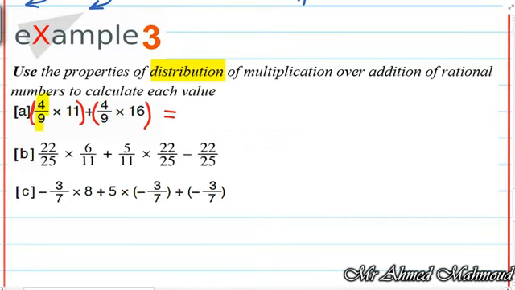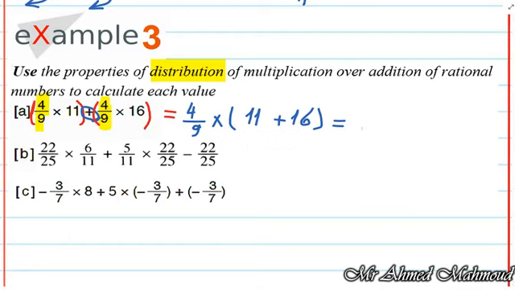By looking at the common fraction in both brackets, it's 4/9. Then I'm going to write 4/9 times, between brackets, 11 plus. Why plus? Because we have here a plus operation, plus 16. The result equals 3.